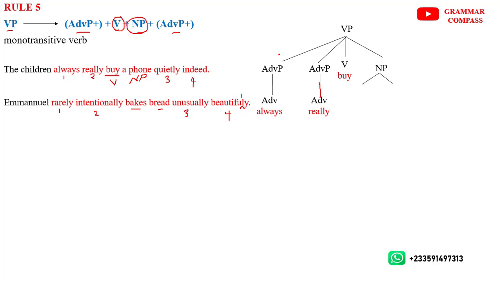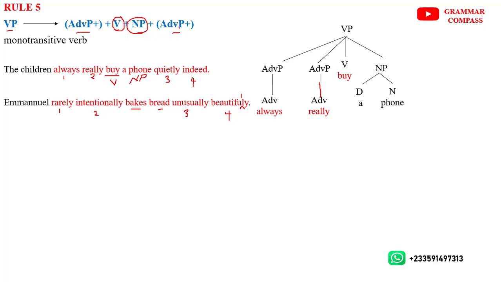Therefore, we draw a branch where we have the noun phrase, which is a phone. We know how to expand noun phrases. When you have a noun phrase, let us look at the constituents of the noun phrase. It consists of a determiner, that is a. So we draw our branch and write D, our determiner, a. It consists of the noun, that is the head of this noun phrase, which is phone. Therefore, we write phone below it. We have accounted for the noun phrase.